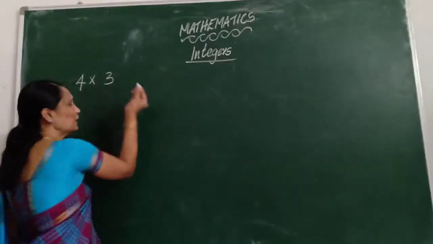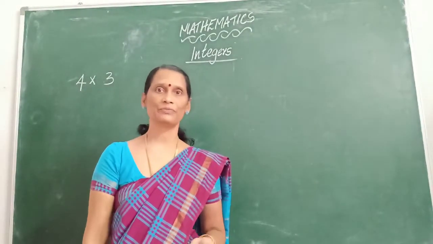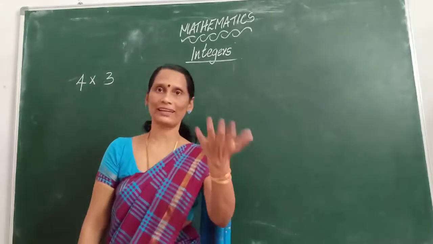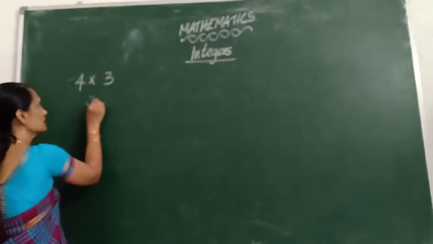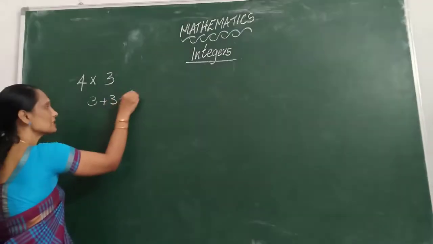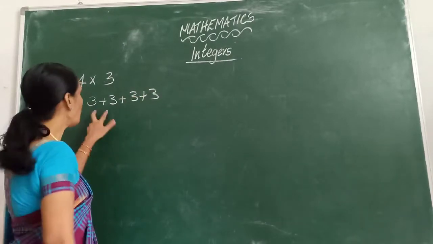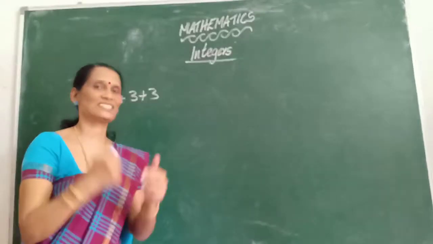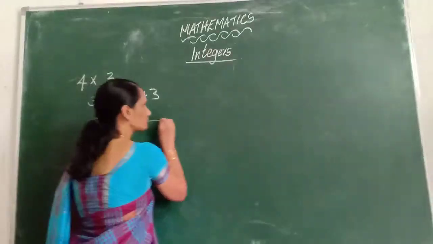4 into 3. What do you mean by 4 into 3? 3 units 4 times. That means 3 plus 3 plus 3 plus 3. 3 units, how many times? 4 times. So, if you want to represent that on the number line, how will we show it?